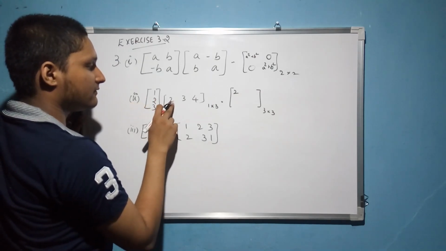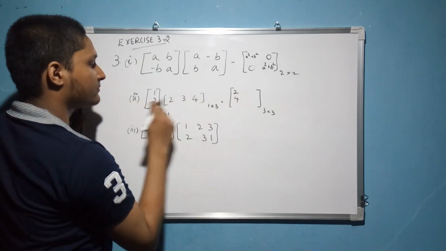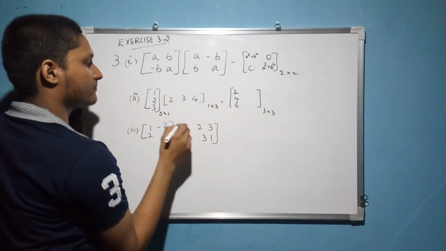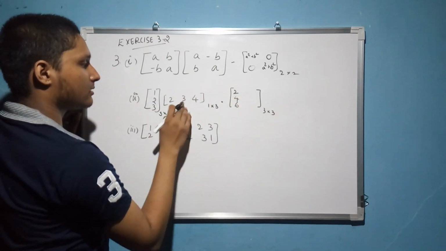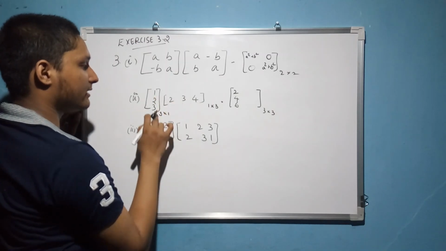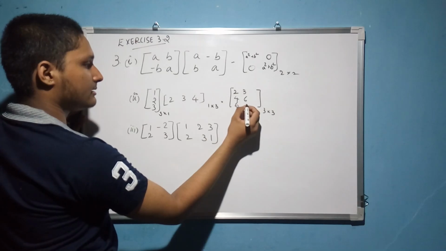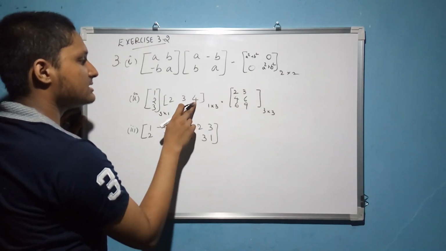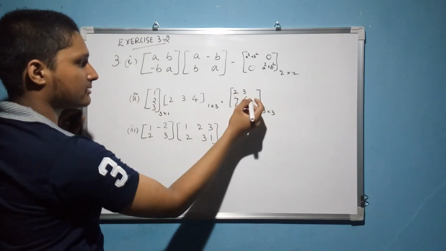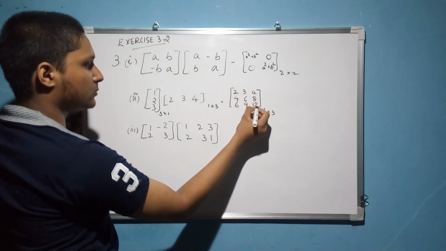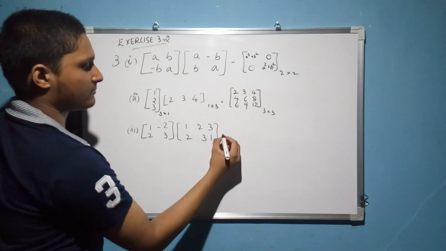Second row and the first column, that is 4. Third row and the first column, this will get me 6. So this is the second column, so I'll multiply 3 by everything. That is going to be 3, 6 and 9. Similarly I'll multiply 4 by everything. You're getting 4, 8 and 12. This is going to be the answer here.